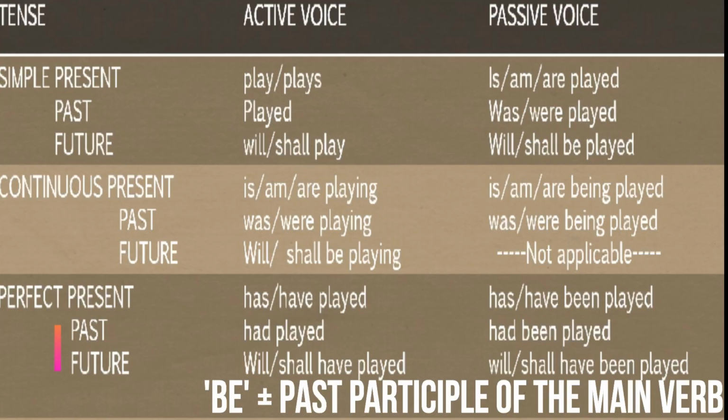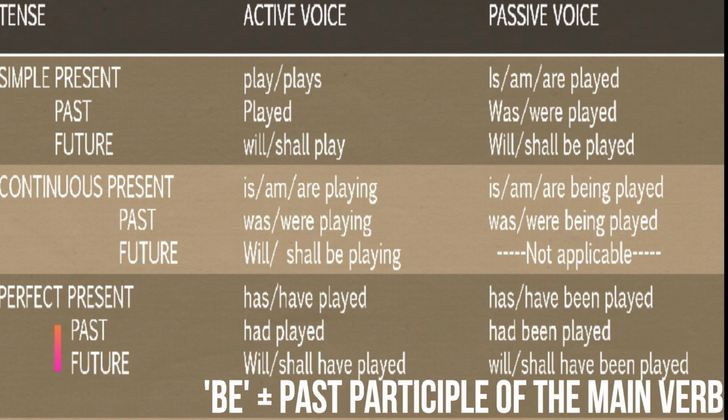In the past continuous tense, in the active voice, was or were plus playing is the verb structure. And when it's changed into the passive voice, this was, were remains the same, plus being plus played. This ing is shifted to the verb be as it shows the continuous action. So the ing form is used, but in the case of the passive voice, it's shifted to the be, so it becomes being. Was, were plus being plus played.